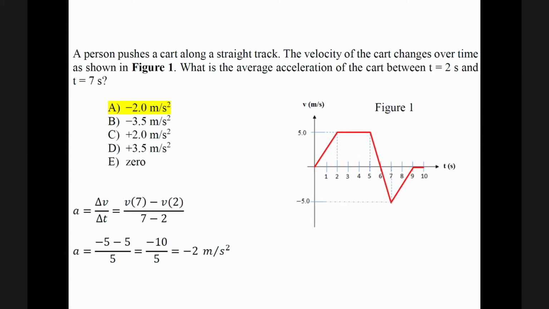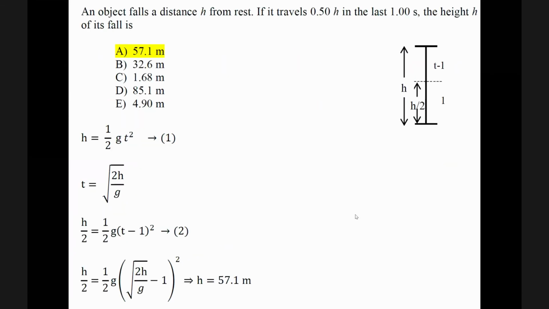Okay, fine. Let's see this question. Let me take a pen. An object falls a distance h from rest. So here, rest means v initial equals what? 0. So v initial equals 0.